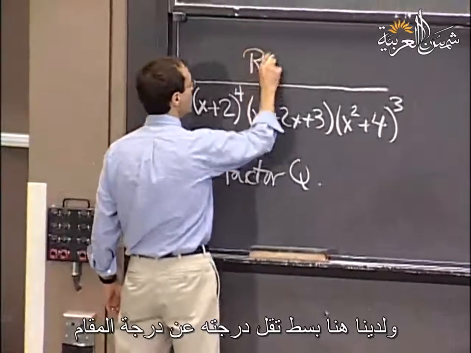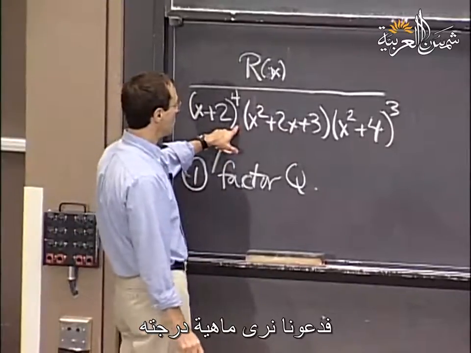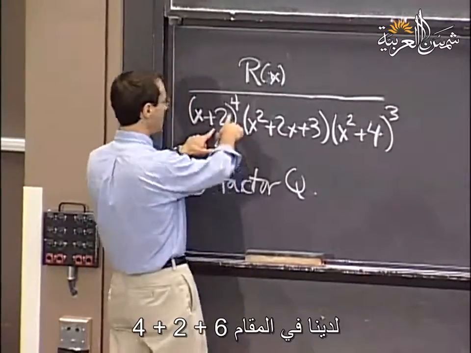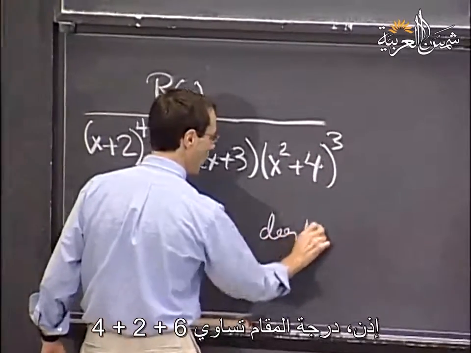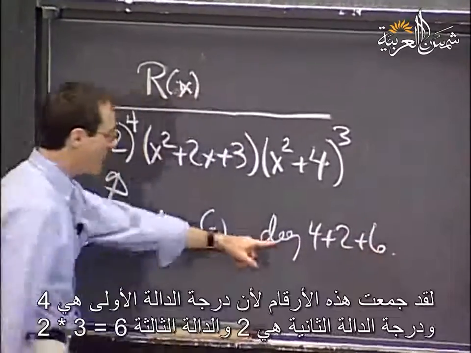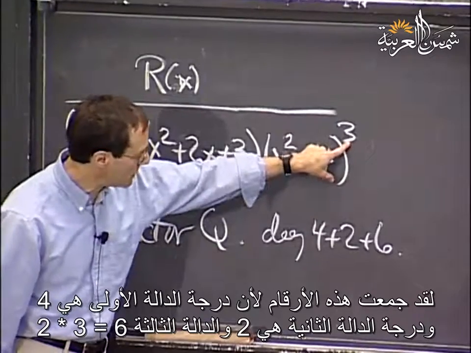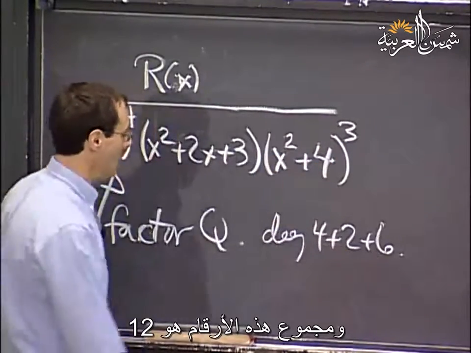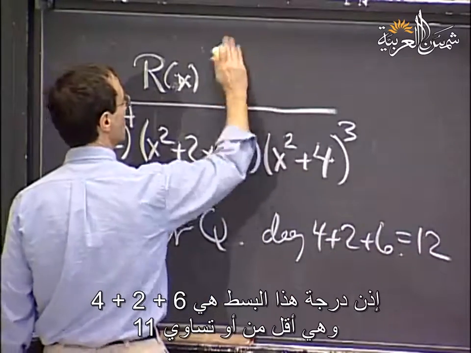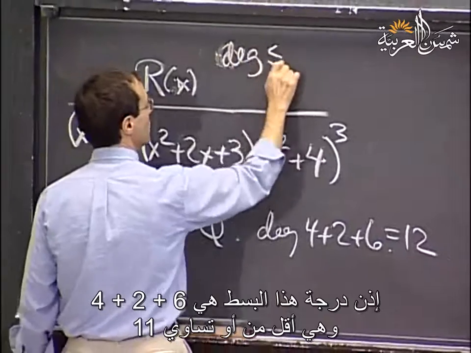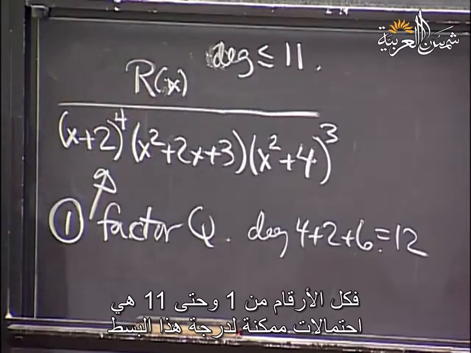And we have this numerator, which is of degree less than the denominator. So let's count up what its degree has to be. This is 4 plus 2 plus 6, right? I added that up because this is degree 4, this is degree 2, and x squared cubed is the 6th power, so altogether it's 12. And so this numerator is of degree less than or equal to 11. All the way up to degree 11, that's the possibilities for the numerator here.